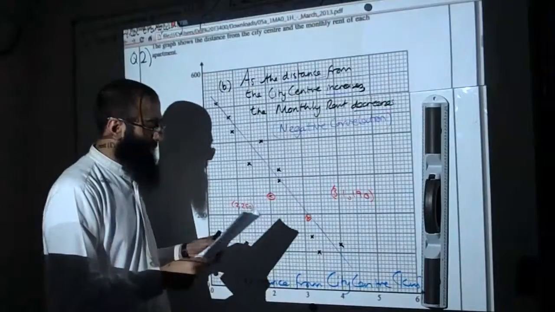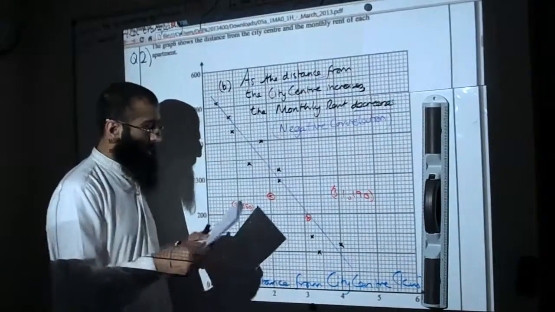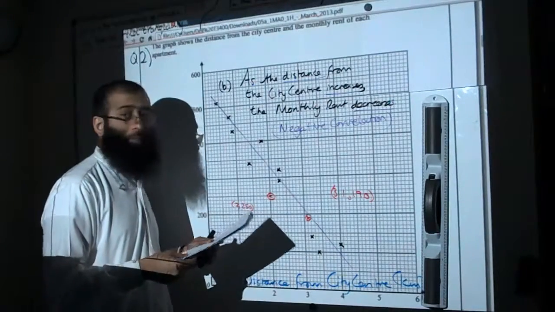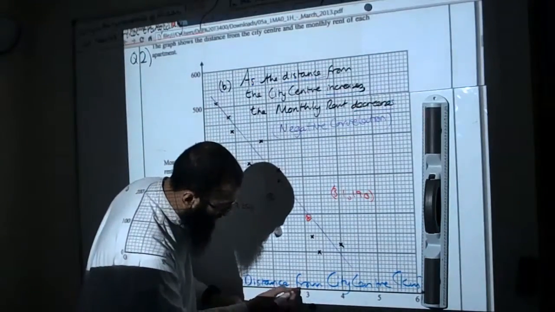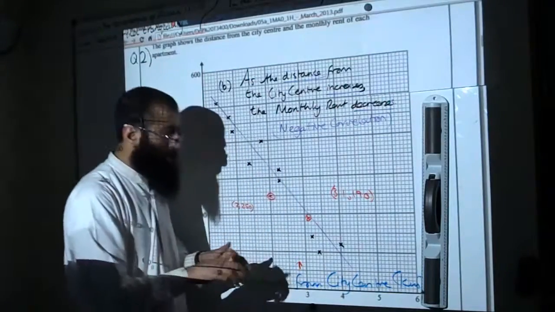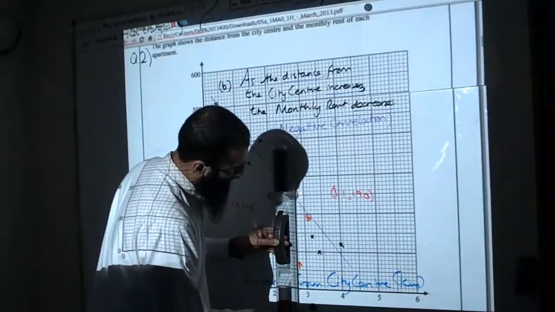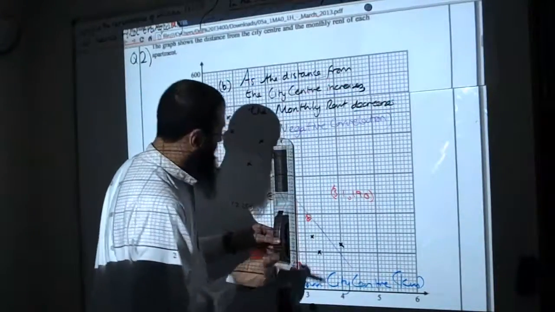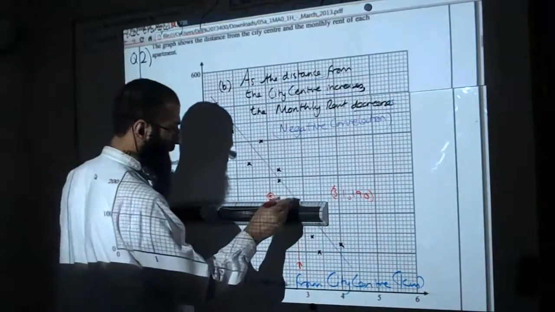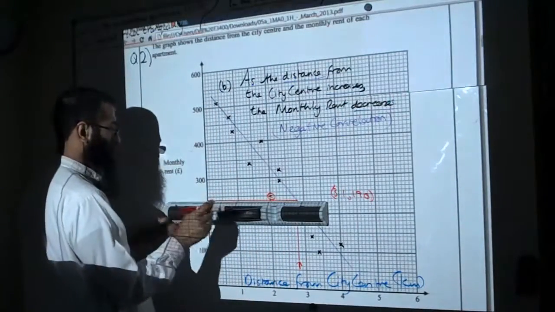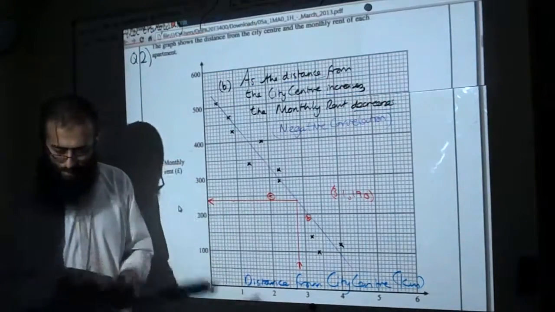Here comes the last part of this particular question, question number 2. It says an apartment is 2.8 kilometers from the city centre. Find an estimate for the monthly rent for this apartment. So 2.8 kilometers, so 2 and 0.8 is here, folks. What we need to do now is get a line from 2.8 kilometers on the bottom. We need to hit our line of best fit. We need to go across. Okay, we need to get our value.